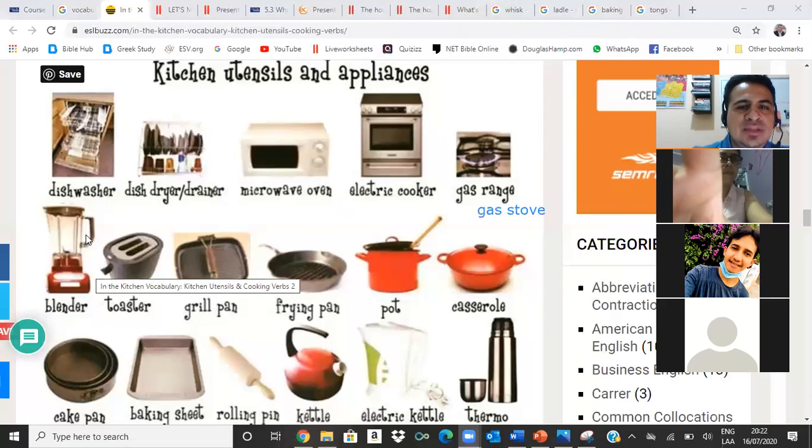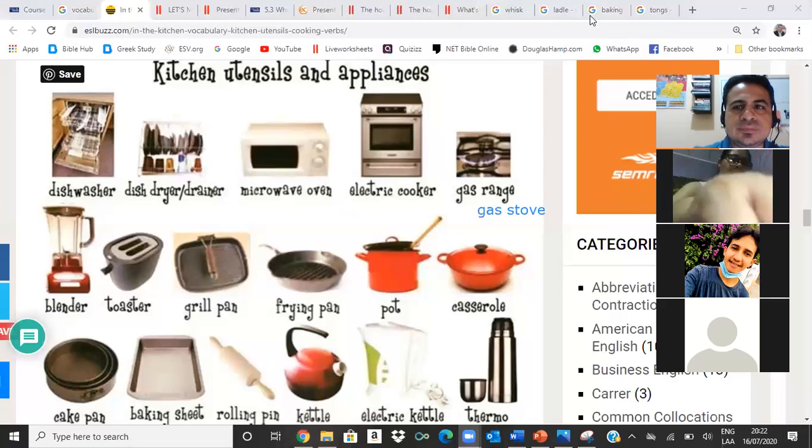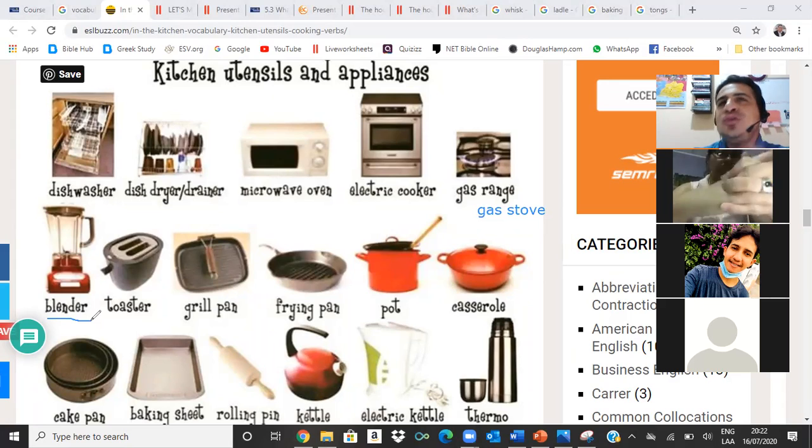What do we use a blender for? Mixer. Blender, mixer. For what? What can we do with it? ¿Qué podemos hacer con ella? Licuar. A lot of things. Well, like what? For example, what do you do? But in English? Smoothies.